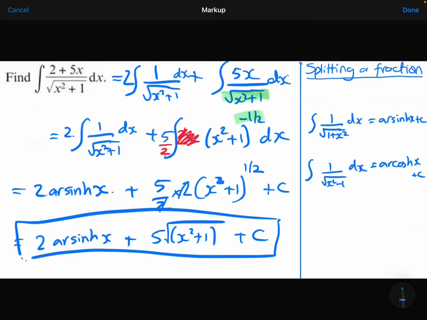So that's an example where we split a fraction up, we used one standard result, and we used the spotting derivative technique from regular A-level maths.